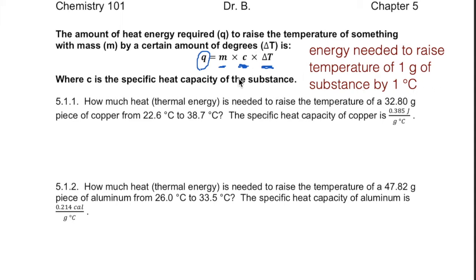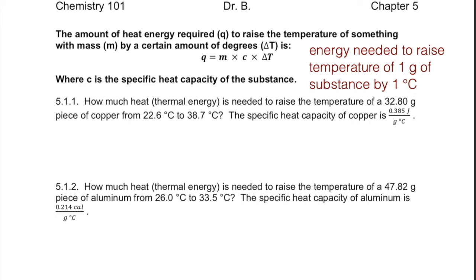And we need that because different substances require different amounts of heat. So if you had a 10-gram sample and you wanted to go up 10 degrees, it would depend whether that sample was water or copper or ethanol or oil. It depends on the substance. So we need to know the specific heat capacity of the substance you're working with.